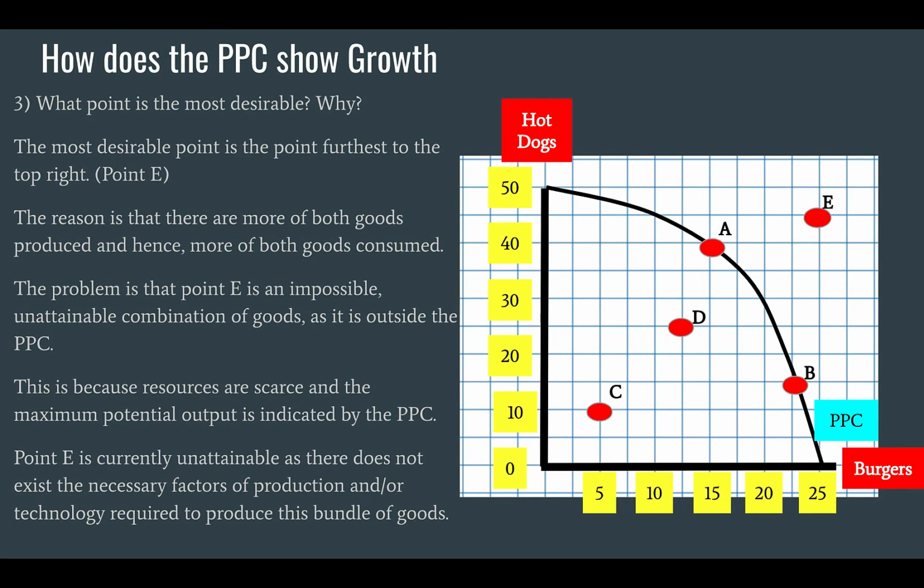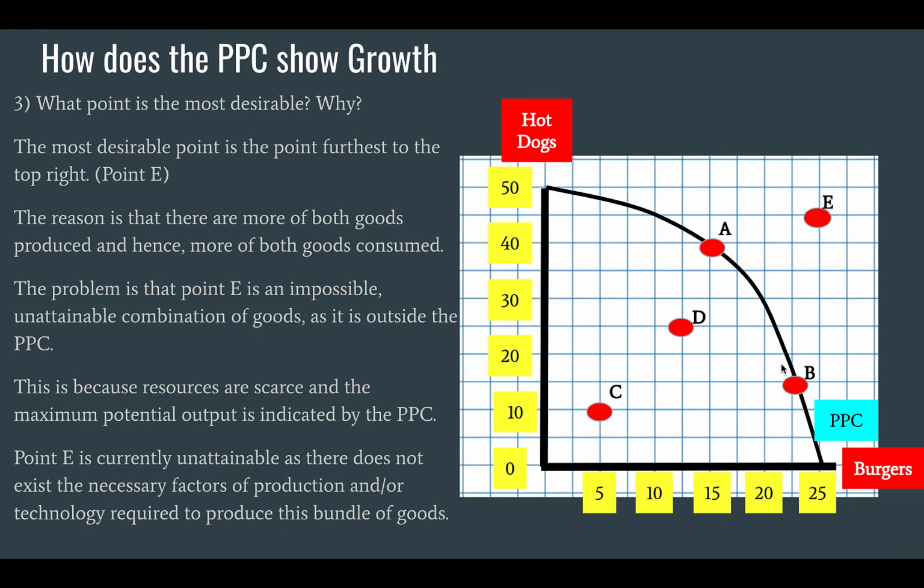Now, what point is most desirable here and why? Well, the most desirable point is when we produce and therefore can consume a greater amount of hopefully both goods or at least one good. And that here is point E. The reason is because there's more of both goods than any other point here. If we could move from point C, D, A and B to point E, that would be actual growth as well. The problem with point E, at least currently as we have drawn it, is that it is unattainable.